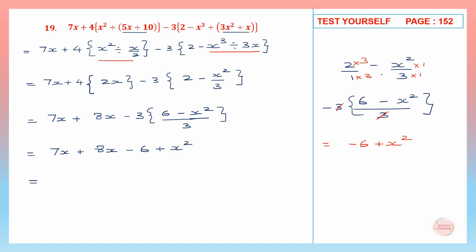So now let's put it all together. Let's look at the like terms. Here we have 7x plus 8x. 7x plus 8x is 15x. And then we have minus 6 plus x square. Now let's write this in order with the highest power, x square plus 15x minus 6. And this is our final answer.